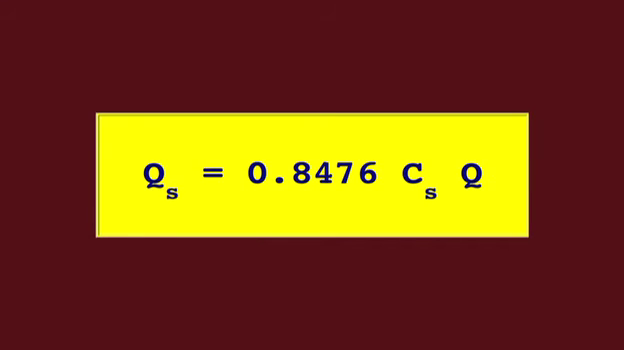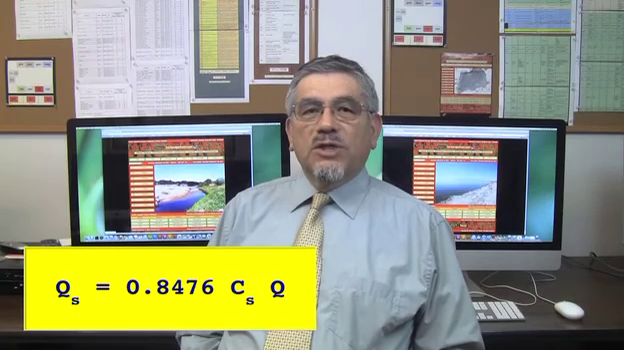In SI units, the suspended sediment discharge is given by this formula, in which Q sub S is the suspended sediment discharge in kilonewtons per day, C sub S is the suspended sediment concentration in milligrams per liter, and Q is the water discharge in cubic meters per second.